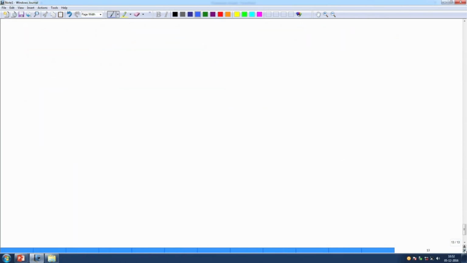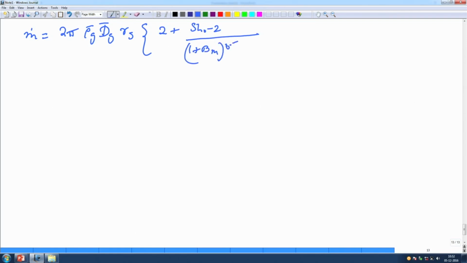Using that, what is your m dot? We are going to substitute all these things into m dot, because Sh star and all those things were there in m dot. Let us look at the mass transport limited m dot. So, this is R_s times 2 plus Sh_0 minus 2 divided by 1 plus F... I am substituting everything over here, 0.7 ln(1 plus B_m) divided by B_m, close it, 1 plus B_m.